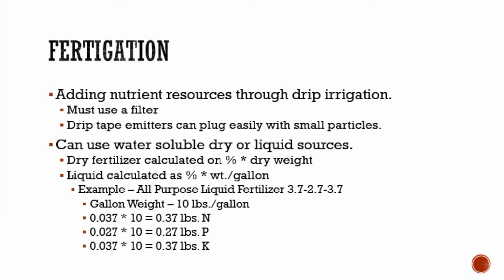And when we look at the dry fertilizer, it's calculated as a percentage on the dry weight. But liquid fertilizer is a percentage based on the weight per gallon. If we look at something like an all-purpose liquid fertilizer, each gallon weighs 10 pounds. So instead of 100 pounds to figure out what our nutrient reserve is, we would look at 3.7 divided by 100, which gives us our percent down into a decimal, multiplied by the 10 pounds. So in each gallon, we would have 0.37 pounds of nitrogen, 0.27 pounds of phosphorus, and 0.37 pounds of potassium. This gives us a way to at least know how much product we're putting out and be able to use that in our nutrient plan that we're trying to put together.